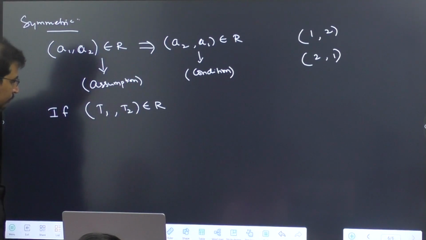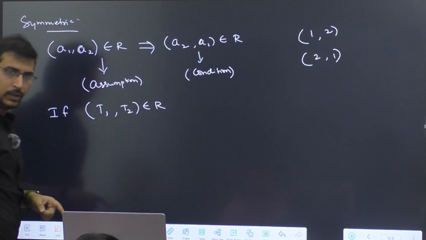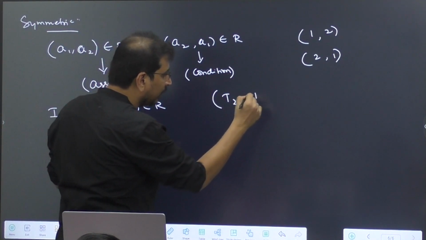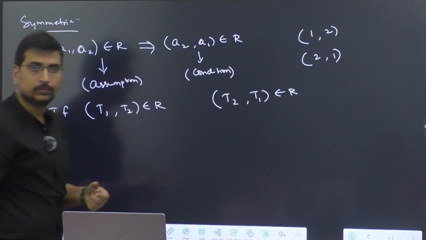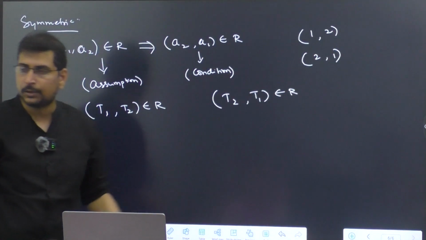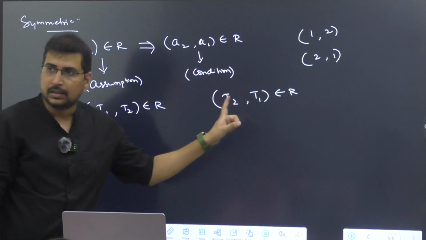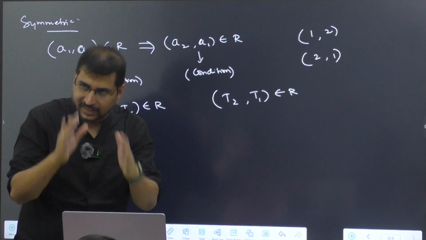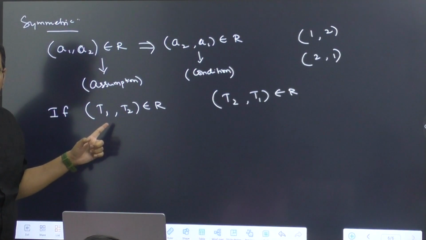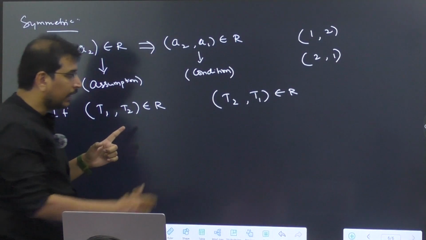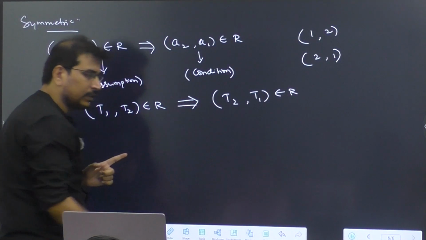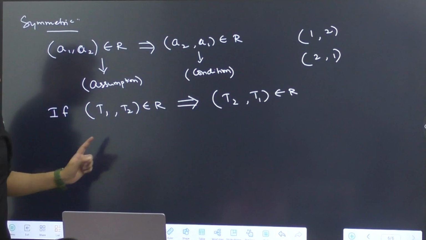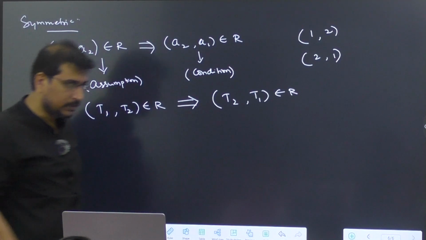So here what I am doing is, if T1 comma T2 belongs to R, from this, can I conclude that T2 comma T1 also belongs to R? If I write this kind of a statement, what is the meaning of it? I am trying to say T2 and T1 are congruent. Congruent means they are the same. So here, what did I assume? They are congruent, and this is leading me to the fact that T2 comma T1 also belongs to the relation. Hence, this relation is symmetric.